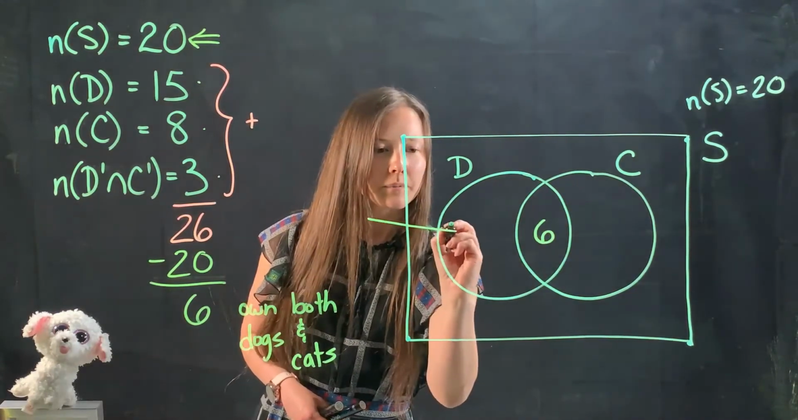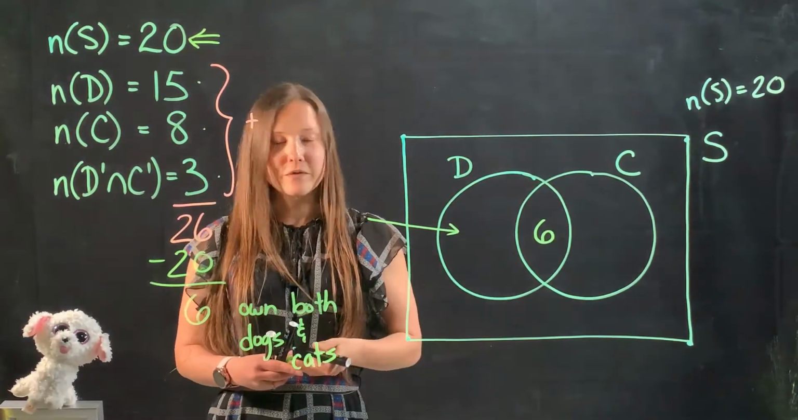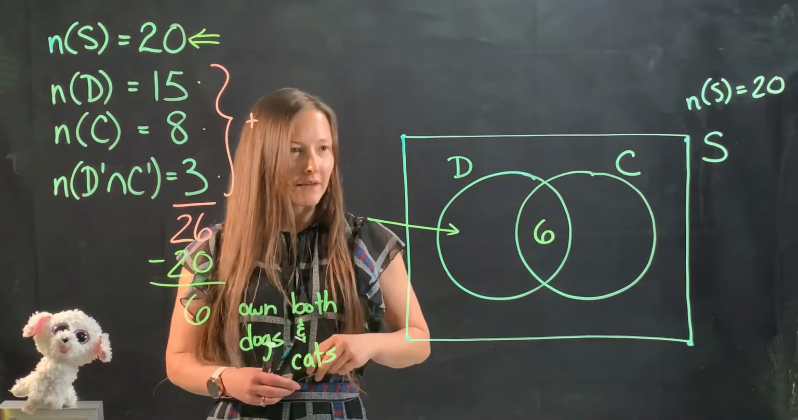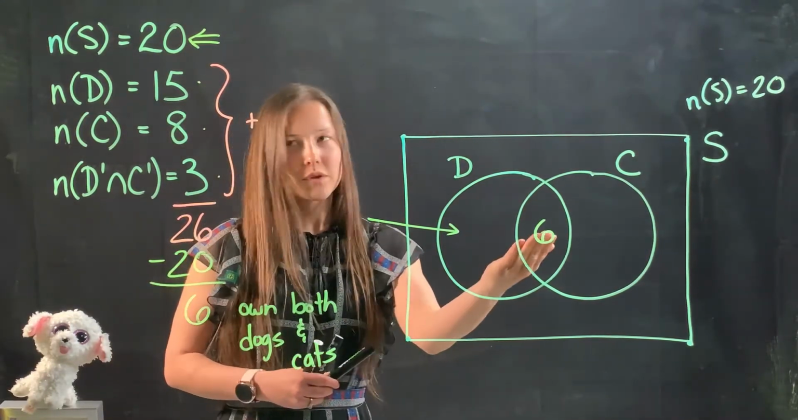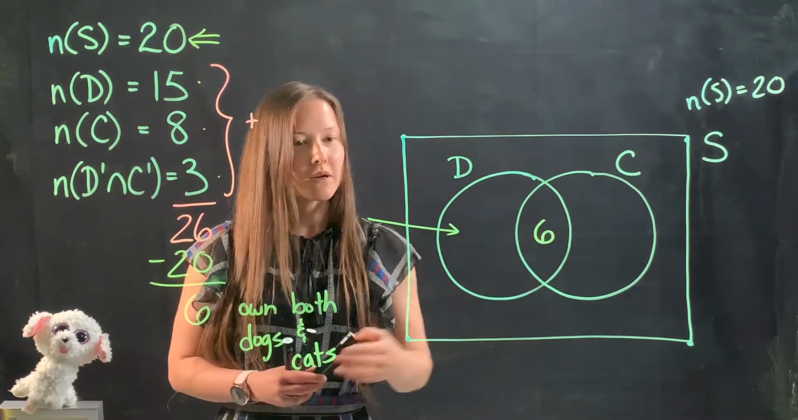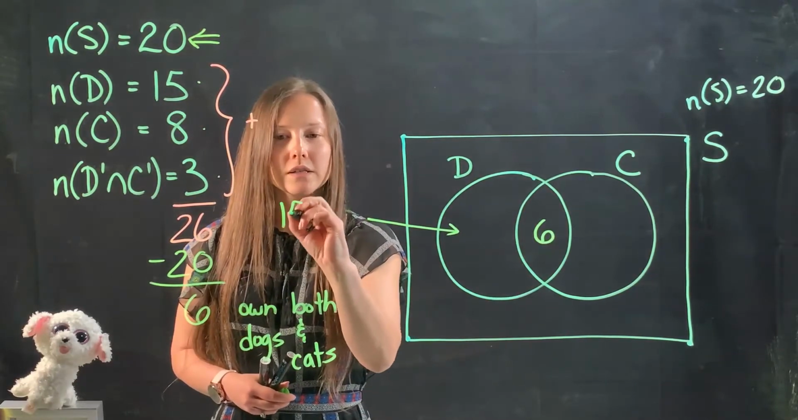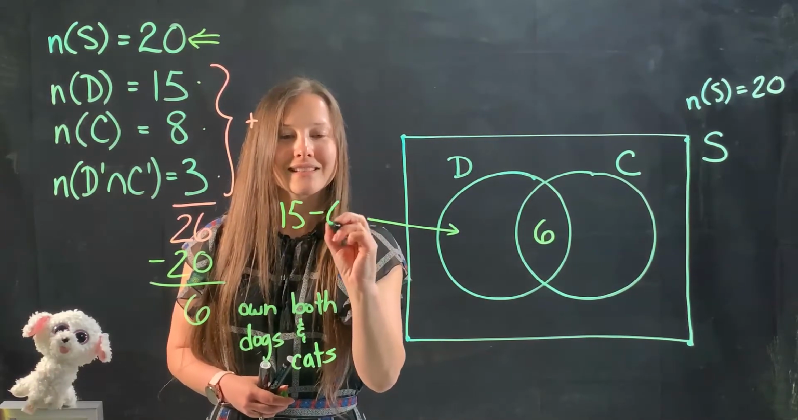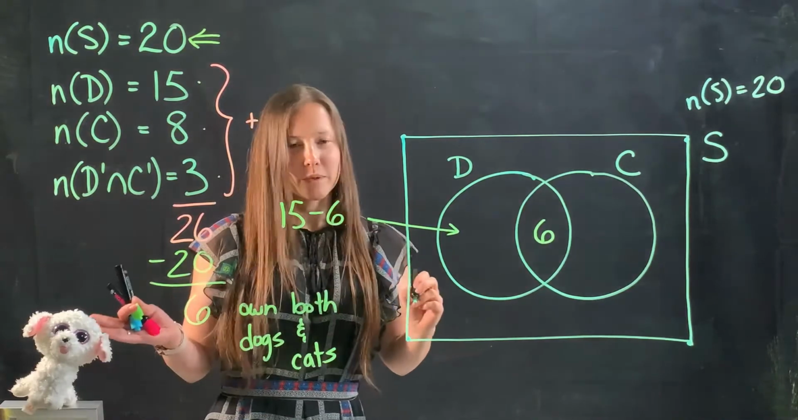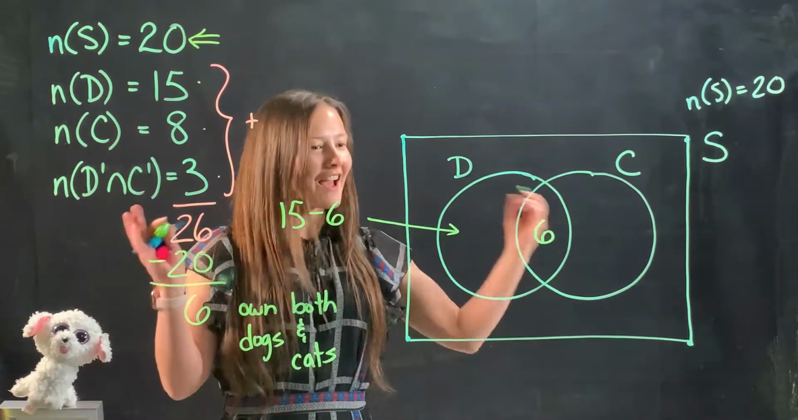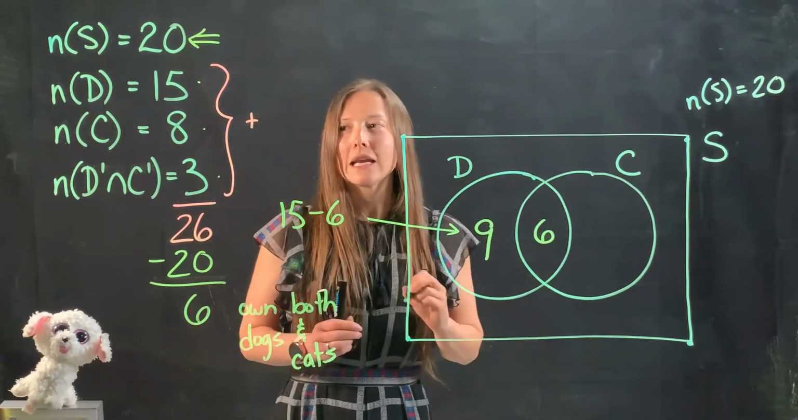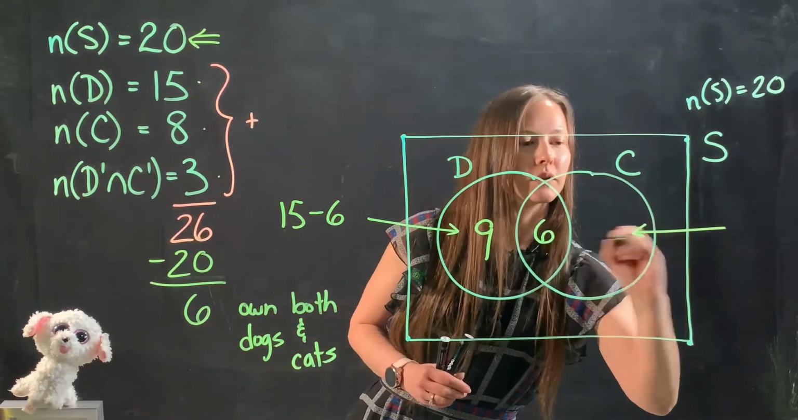Now here, a common mistake would be for students to just go ahead and put the 15 there. But remember, 6 of those are already accounted for in the middle. So what actually belongs there is 15 minus 6. Pippi, what does that work out? 9. 9, yes, good. There we go. 9.